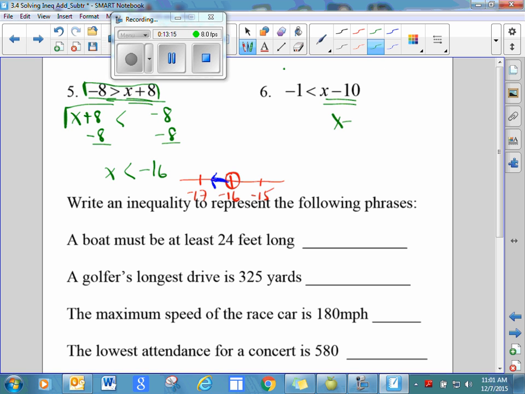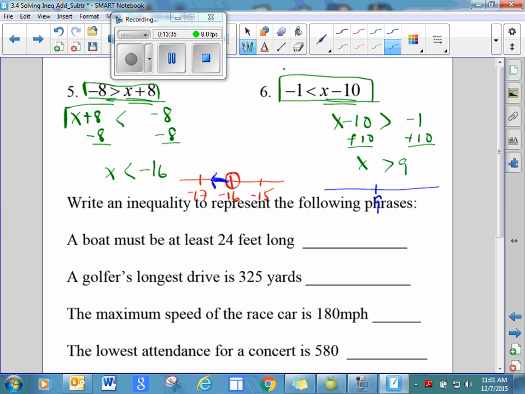Number 6, let's pick it up. The x minus 10, move him over here. Move the negative 1 over here. And flip the sign. You can do that on the rewrite step. Add 10 to both sides, and we get x greater than 9. And again, sketching a quick graph, 9 is my target number, 10 is bigger, 8 is smaller. Open circle, because I do not have a line underneath the 9, and I want all the numbers that are larger than 9.